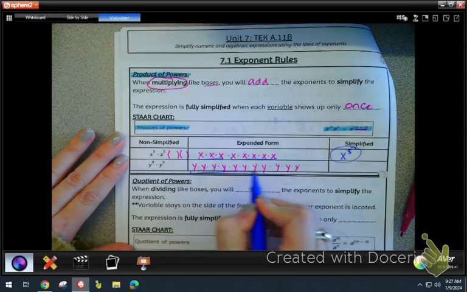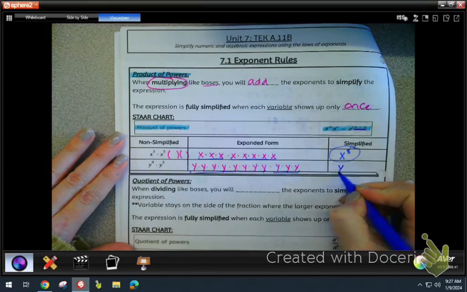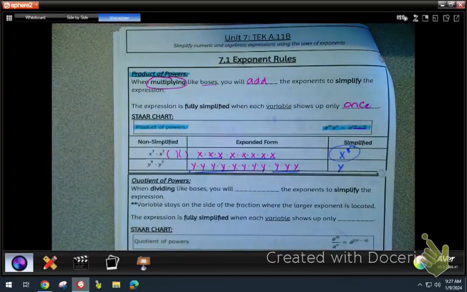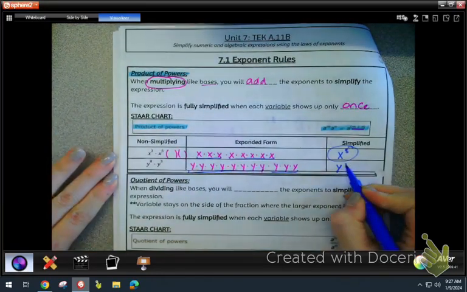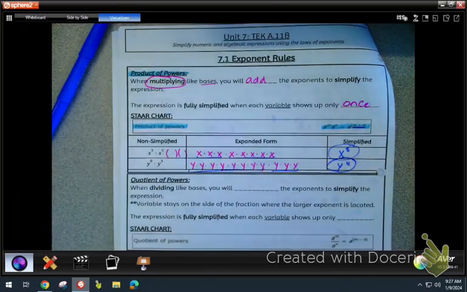So here's y to the 8th. Here's y to the 3rd. How many y's did we actually get? 11. So we can write a simplified answer as y to the 11th. So aren't these rules kind of nice? They keep us from having to write all of those out a whole bunch of times. So that's our first rule. Product rule, you add the exponents.